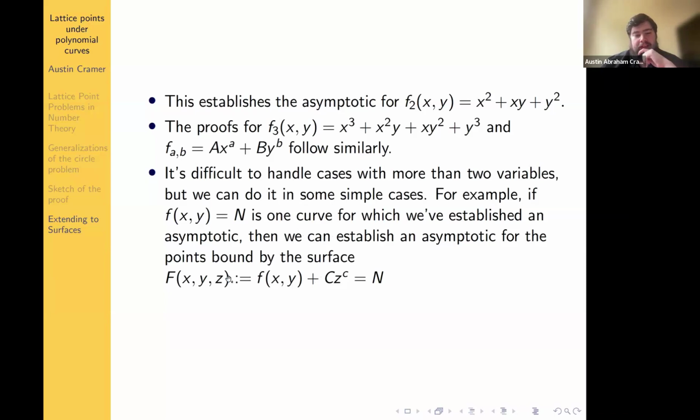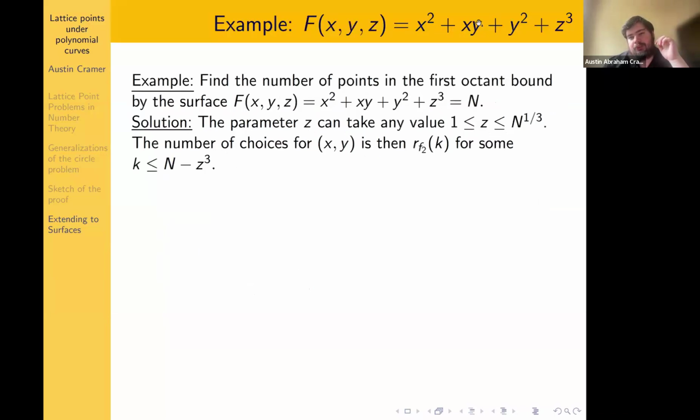For example, if the polynomial we're dealing with looks like one of the forms we've established an asymptotic for, and then we just add on some power of z, maybe with a coefficient c. So if we start looking for the number of ways to represent an integer n as some f of x, y, z, for example, maybe x squared plus xy plus y squared plus some z cubed, then we can get at least these simple ones adding powers of z.